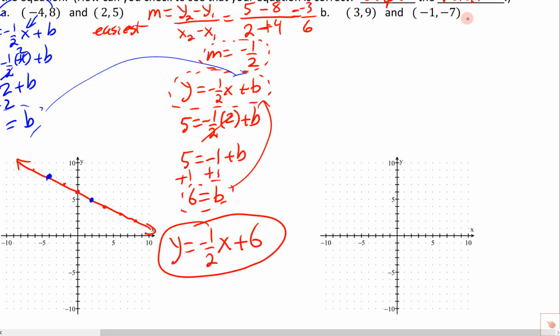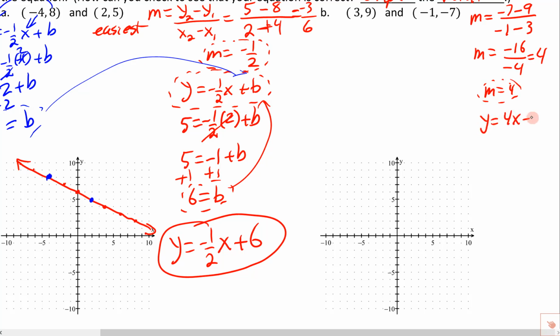Now, the formula again is y2 minus y1 over x2 minus x1. So here's what I'm going to do. I'm going to do negative 7 minus 9, and I'm going to do negative 1 minus 3. Again, being very careful there. So this is going to be negative 16 over negative 4. Double check me there. We get a 4 on that one. Okay, so I know that the slope is 4, so I'm going to put a dotted circle around that one. I'm going to write y equals 4x plus b.